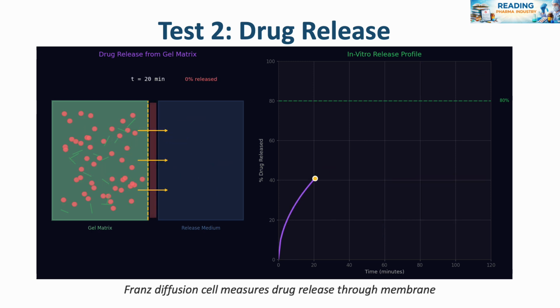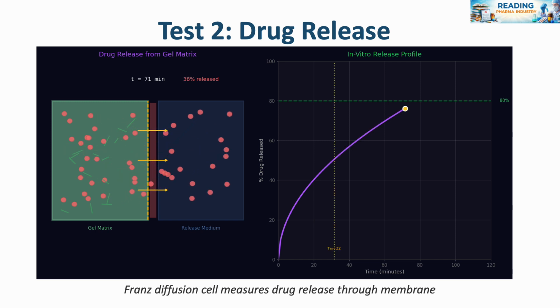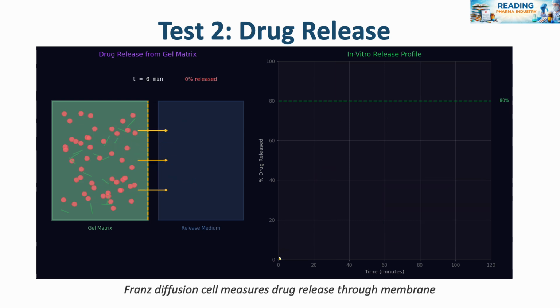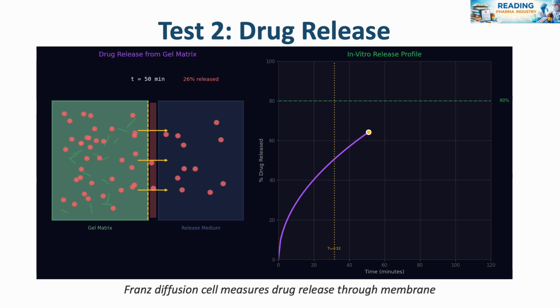And then you measure. If you look on the right, the time on the x-axis is increased, and the drug is increased as the time progresses because the drug is moving across the membrane.